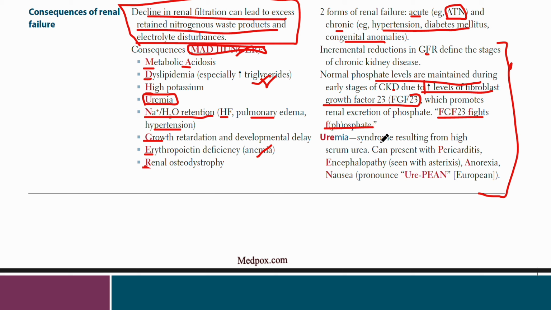So uremic syndrome resulting from high serum urea can present with pericarditis, encephalopathy seen with asterixis, that is flapping tremor, and also anorexia, nausea, vomiting. Pronounce it as EUROPEAN, okay, that is nice. In uremia, there is pericarditis, E is encephalopathy with asterixis, A is anorexia also, and N is nausea. That can occur in uremia. These are the classical symptoms of uremia. So EUROPEAN is the mnemonic, okay.